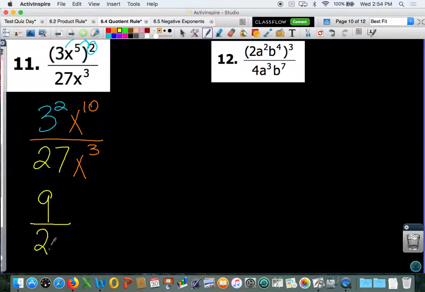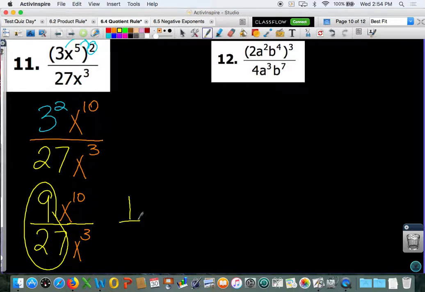So I've got 9 over 27. And I can't forget my x's. They don't disappear. It's x to the 10, x to the 3rd. So now I can simplify. 9 divided by 27, that's going to leave me with 1/3. X to the 10 minus 3, that's going to leave me with x to the 7th. So I end up with, let me put that one on top. I end up with x to the 7 over 3.